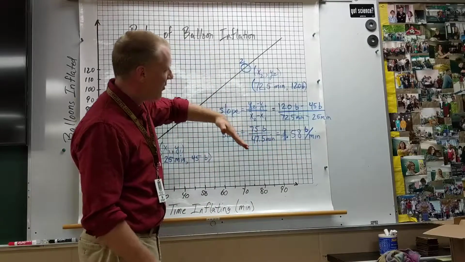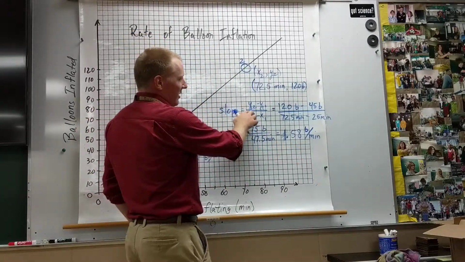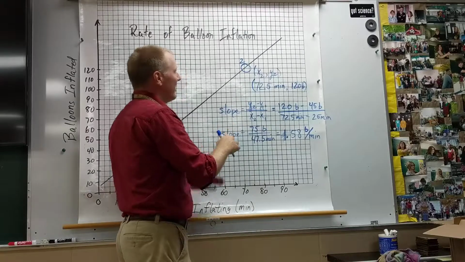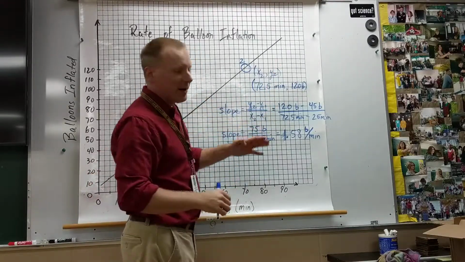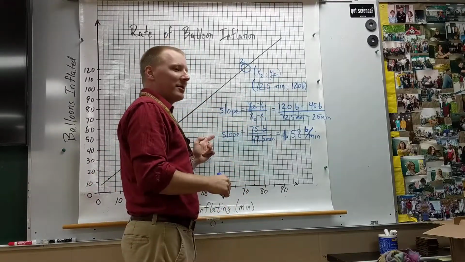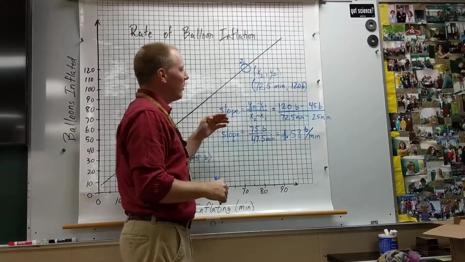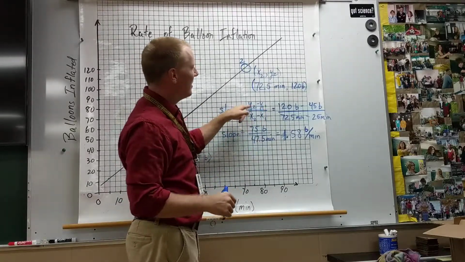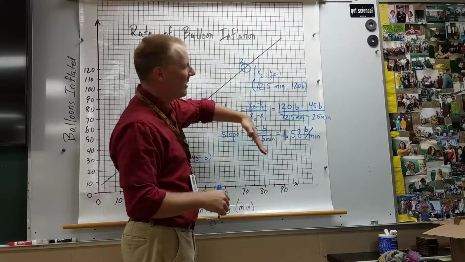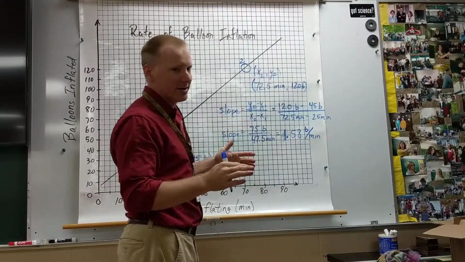Now if it's going downwards, the only thing that changes is that the y2, it's still on the right-hand side, but it will be smaller than the y1. So you'll end up with a negative number on top. That'll give you a negative slope. Everything else is the same though.